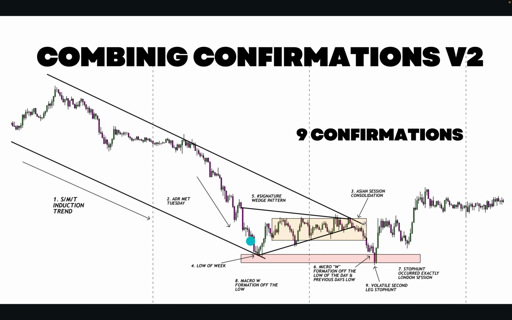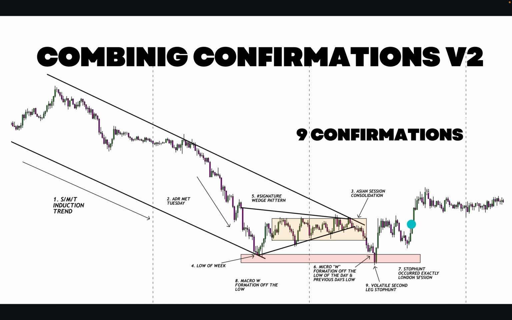The signature trade wedge pattern with the end of the day in consolidation, beginning of the next day in consolidation, forming that wedge pattern, breakout to the low of the previous day, the low of the week, and creating a new low of the week. Here's that micro W formation right here, the first leg of the W, second leg of the W, and the overall macro W. So we have the macro W, the micro W. We have the volatile second leg stop hunt past the low, right into our red zone here. And then we have the stop hunt occurring exactly London session. So exactly right here is the start of London session, when that volatile second leg came in of that W formation off of the low.